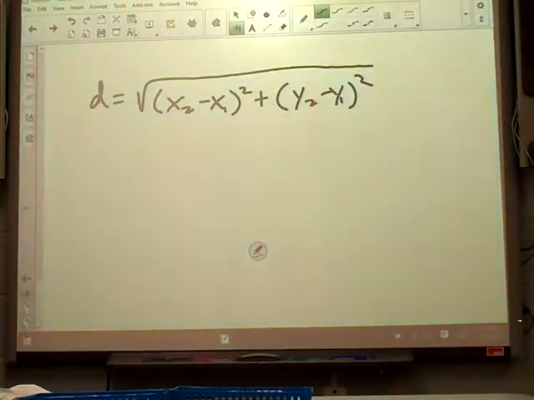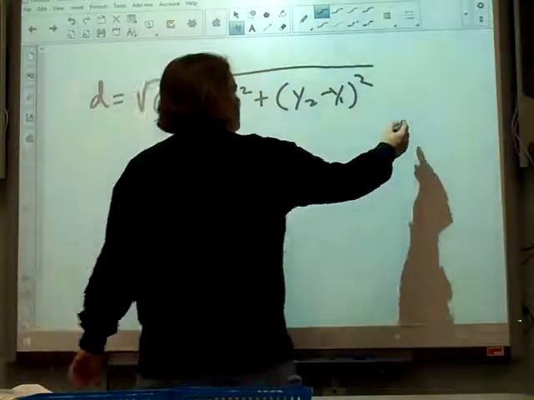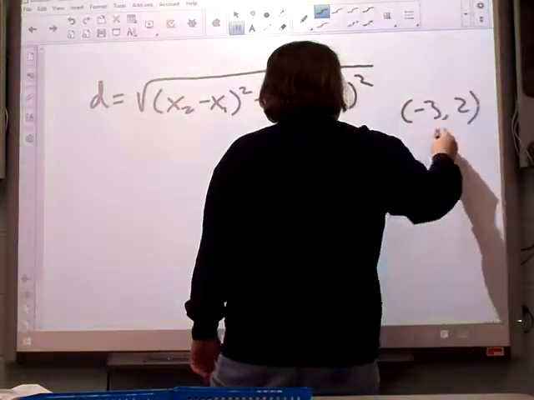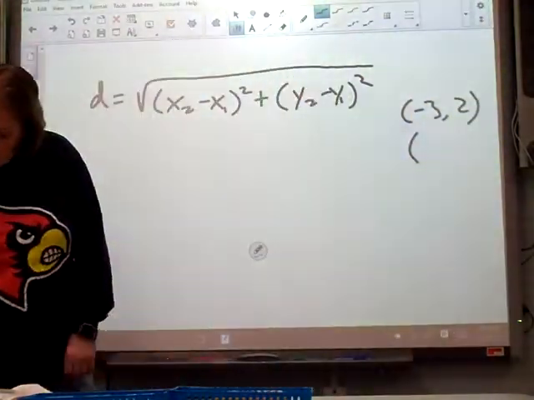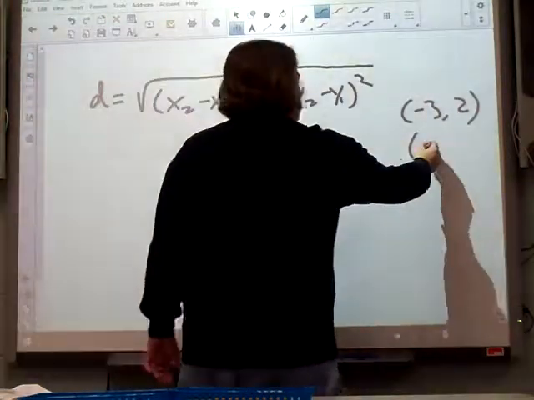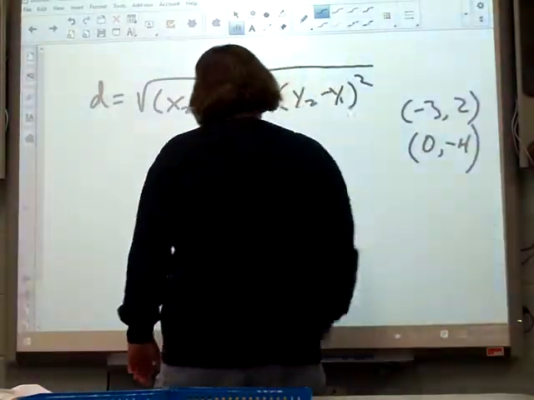We've used that a lot in geometry. It's how you find the distance between 2 points. D is equal to the square root of: subtract your x's and square it, subtract your y's and square it, add those answers. Okay? So if I had 2 points, negative 3, 2, and 0, negative 4, and I wanted to find the distance between those two.